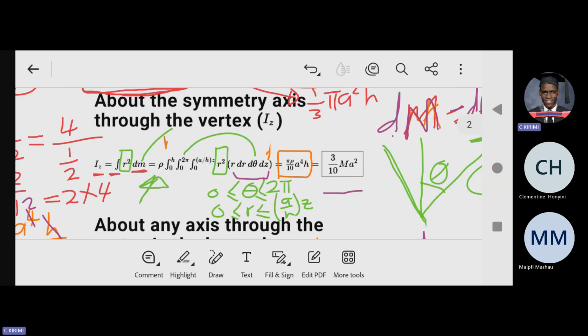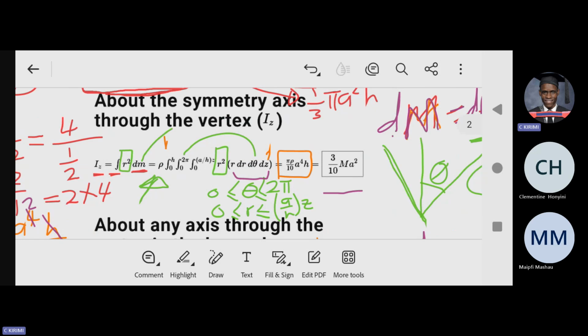The moment of inertia is just the integral of r squared dm, where dm is the differential of the mass, m. Iz is the moment of inertia along the z-axis. The integral of r squared dm is the formula.